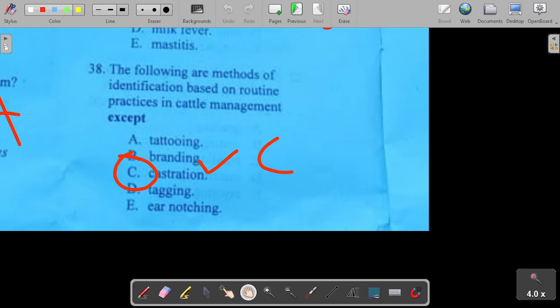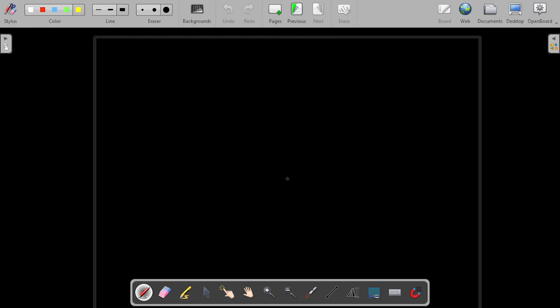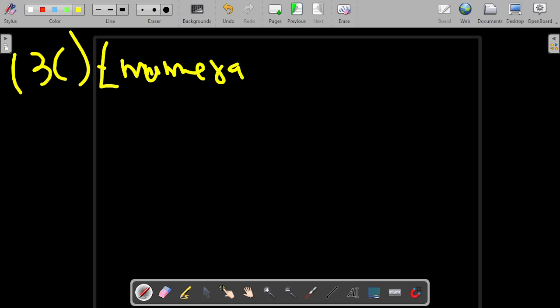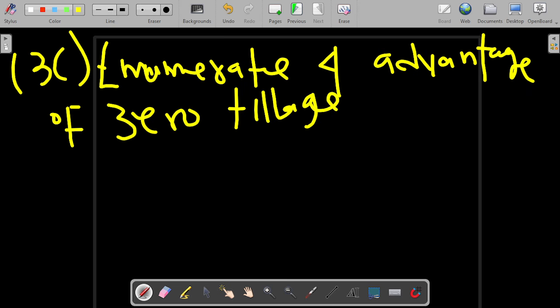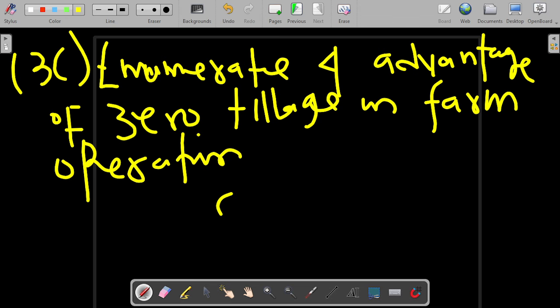3C says enumerate 4 advantages of zero tillage in farm operation. Let me write it. This is question 3C. So the solution to that.